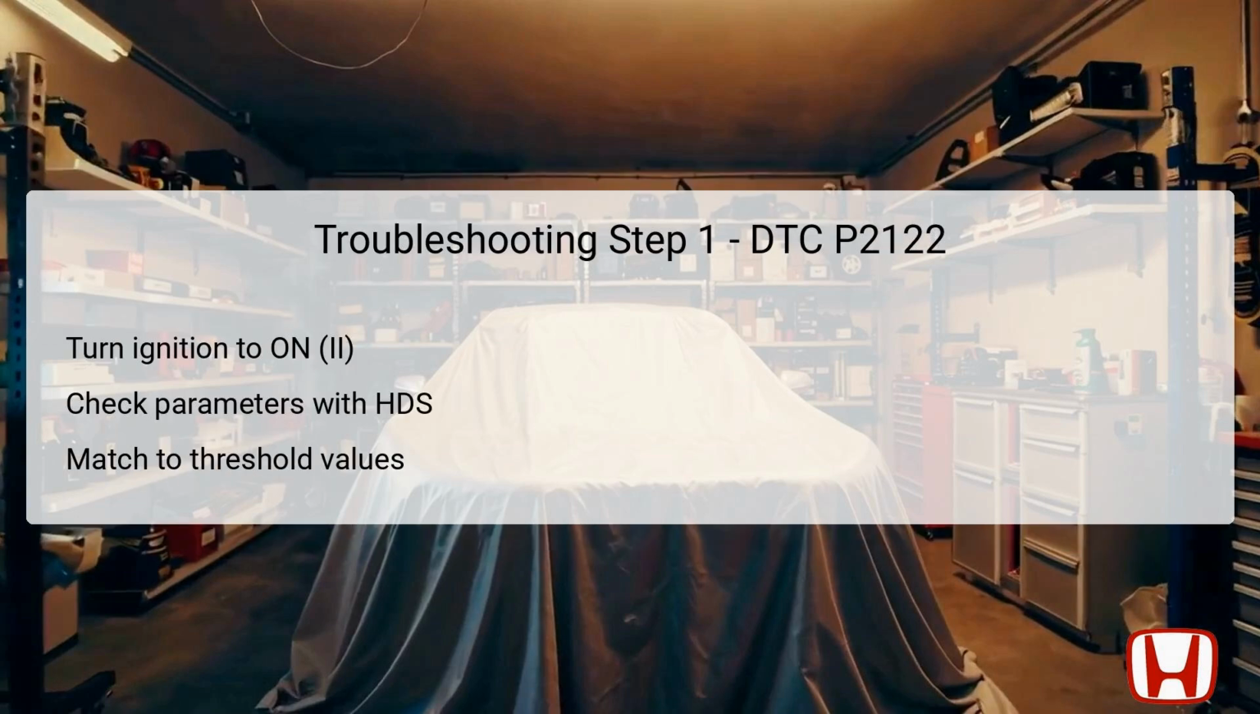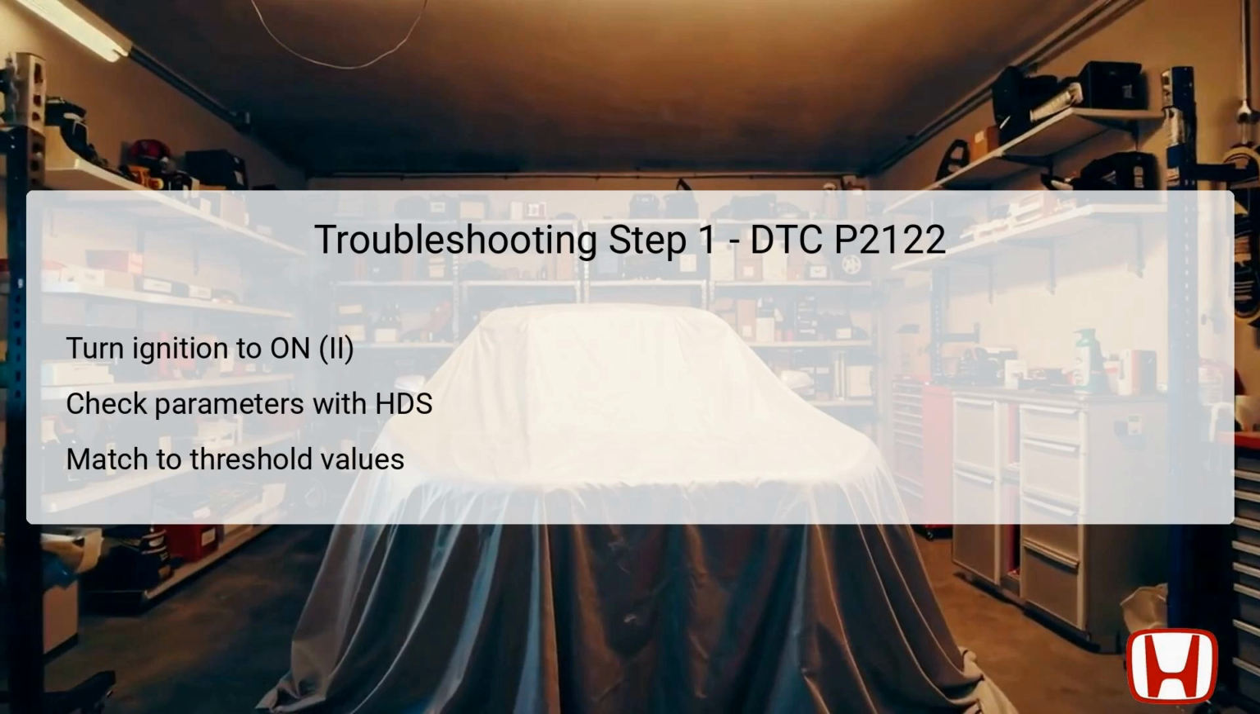The first step in troubleshooting DTC P2122 involves turning the ignition switch to the ON (II) position, allowing systems to activate without starting the engine. Utilizing the Honda Diagnostic System, HDS, check the parameters of the APP sensor A to determine if the voltage values fall below the threshold of 0.2 volts, as noted in the diagnostic information. If the current conditions match this threshold, the fault is confirmed, and you will proceed to the next step.